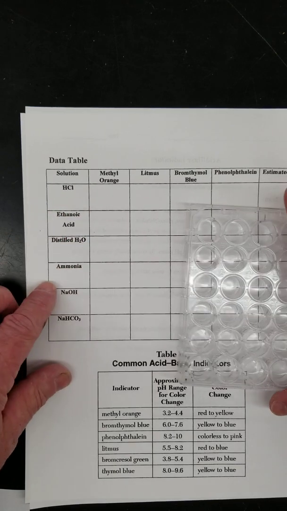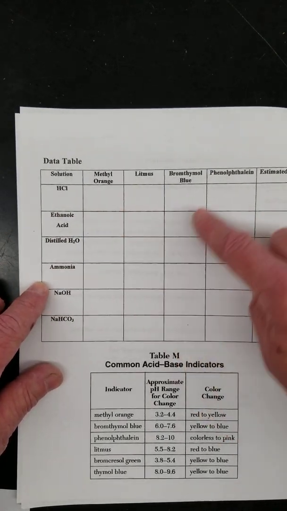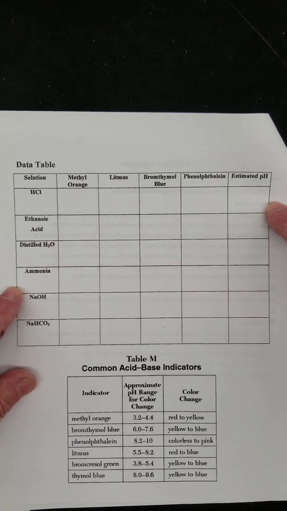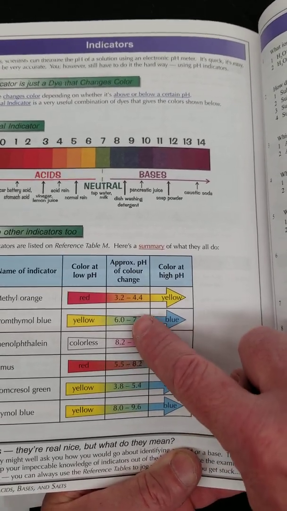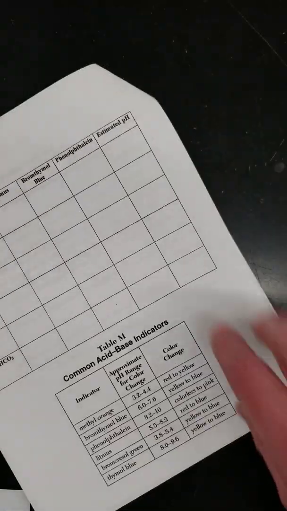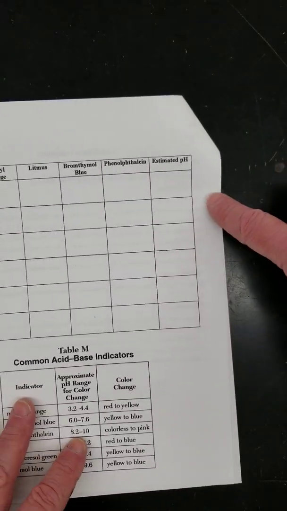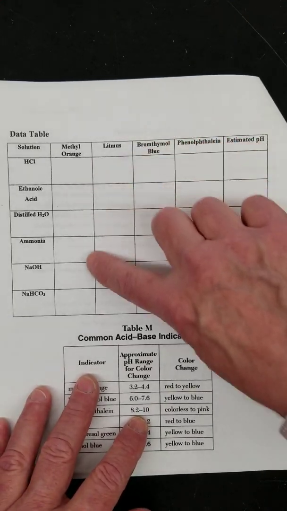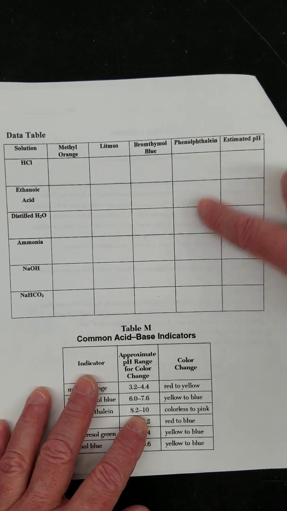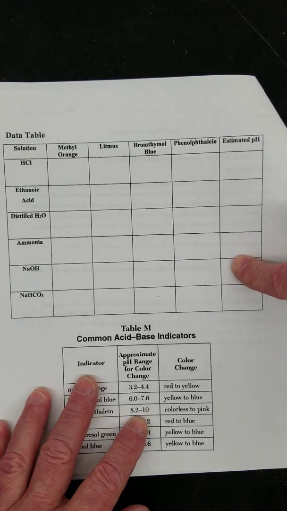of these wells. Once you get the color change done, you're going to estimate the pH by using the numbers off of table M. That'll be a number that you're going to write into this section here. So these are all colors that you're going to be writing, but here you're going to be writing a number.